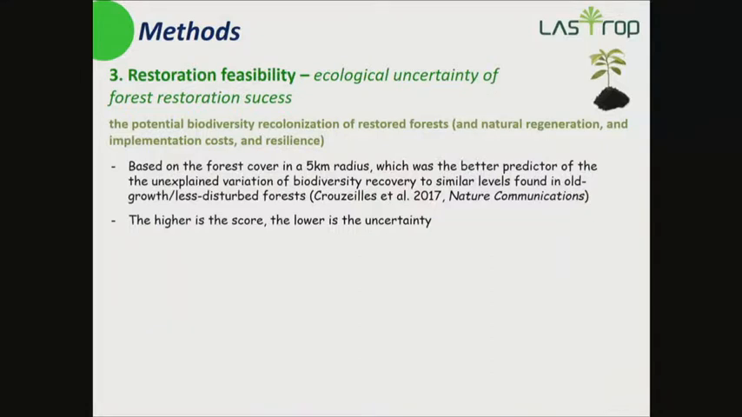restoration, which was assumed as the biodiversity recovery to similar levels found in old growth and less disturbed forests. And he found that the most important variable was the forest cover within a radius of 5 kilometers around the restored sites. So when you have a higher forest cover in this landscape, you reduce the unexplained variation in the recovery of biodiversity, which was conceptualized as the ecological uncertainty of restoration.